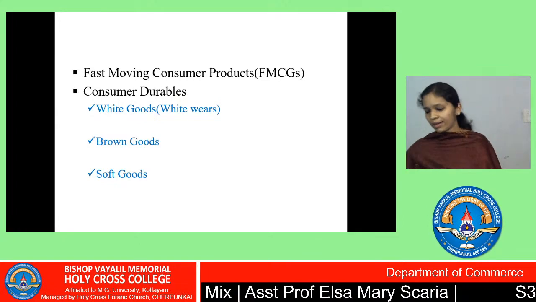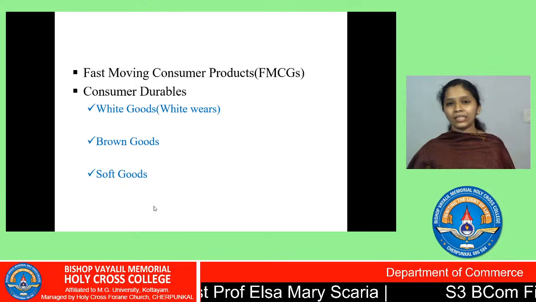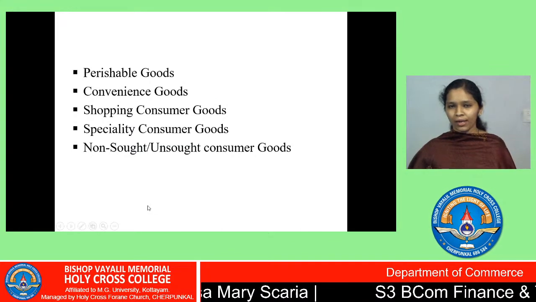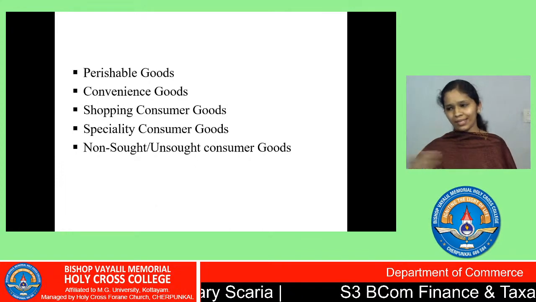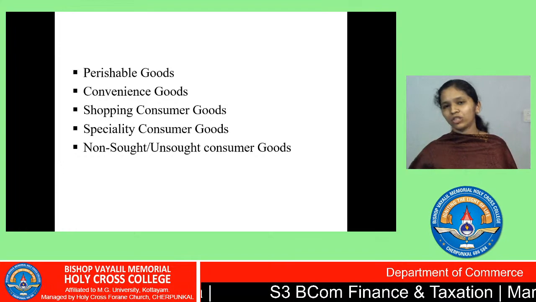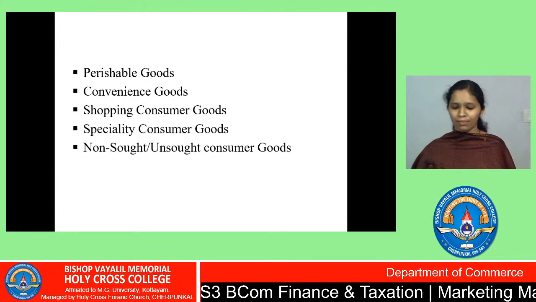Then the third major classification of consumer goods, that is perishable goods. It's very simple. We all know that. What do you mean by perishable? It means that these types of goods spoil or decay within a short period. That means, for example, food products, fruits, vegetables, something like that.